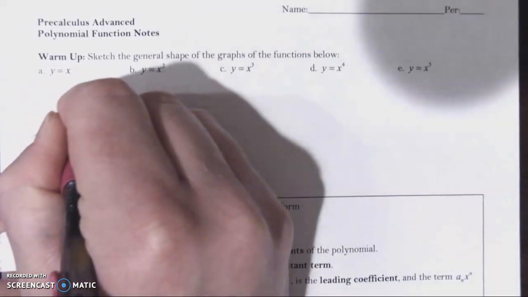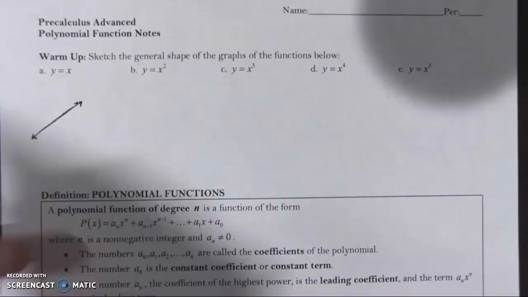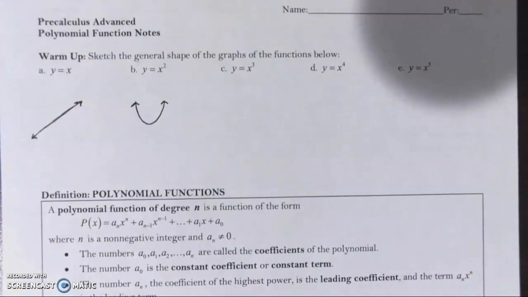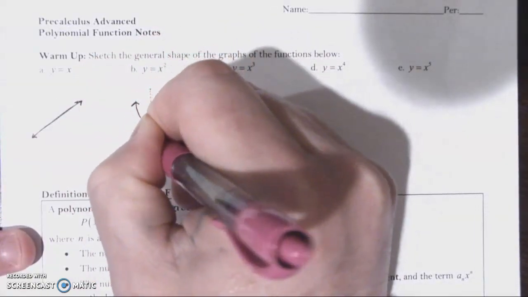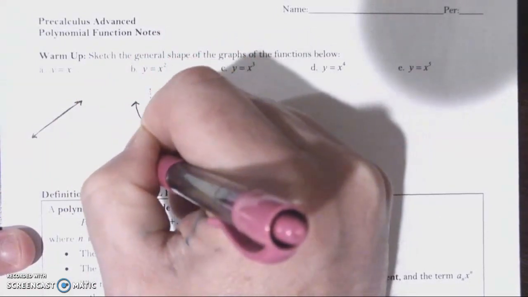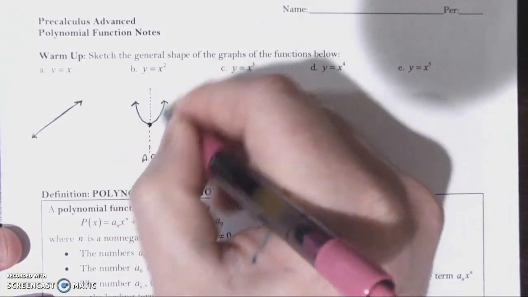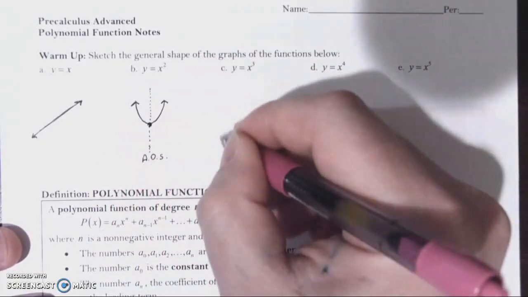Y equals x, that would give us a linear graph. X squared, it's parabolic, or a curve. Okay, different characteristics of this curve. It's symmetric from left to right through the vertex. We call this the axis of symmetry. Both ends are starting up, finishing up, decreasing, then increasing.